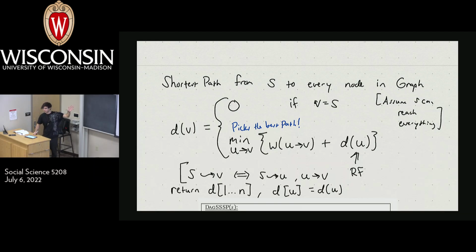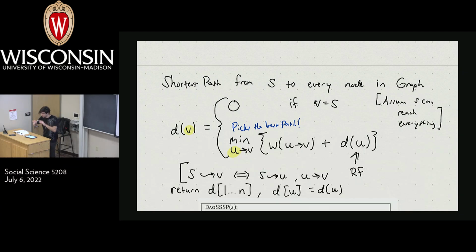So this is just the recursive part. We have to do all the other DP parts, right? So what are the dependencies? This one's easy. The dependency graph is the graph. So any node V depends on everything that comes before it in the graph.